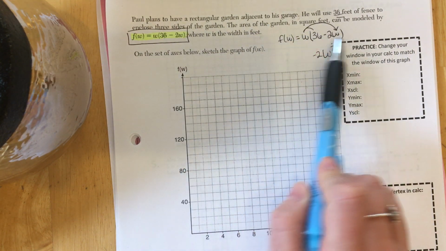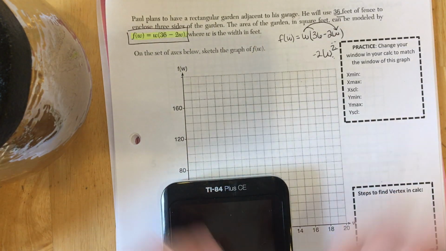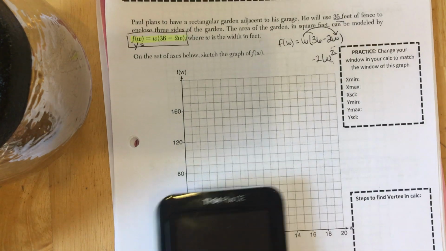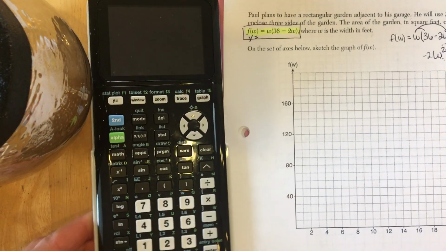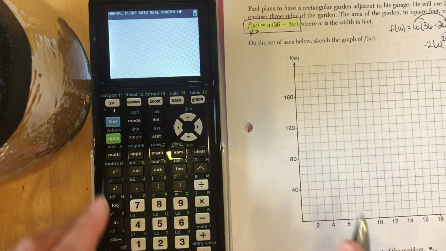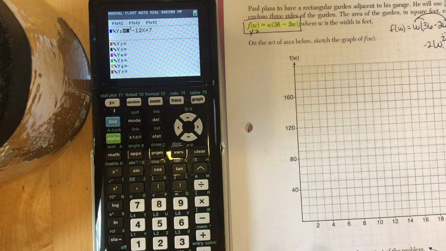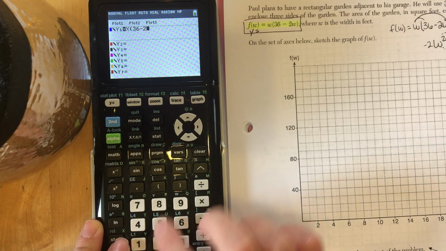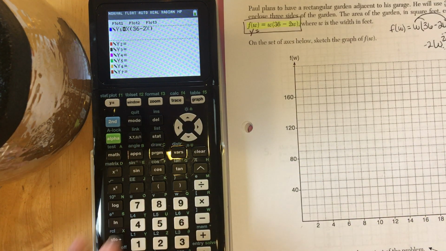Don't worry about distributing it. Just plug the original in. Remember, f of w means y equals. Okay, just different notation, but same exact thing as always. So I'm plugging that into my y equals. Plugging in, instead of w, we have to use x, parentheses, 36 minus 2x. And I'm going to look at my table.